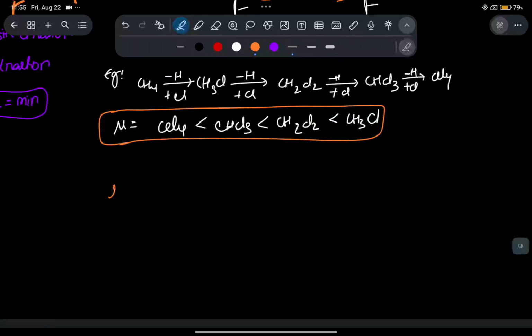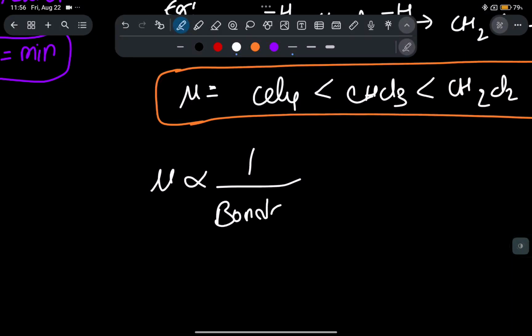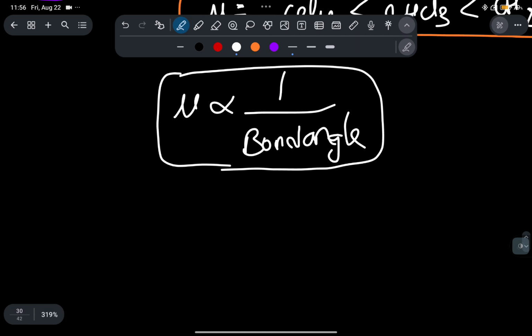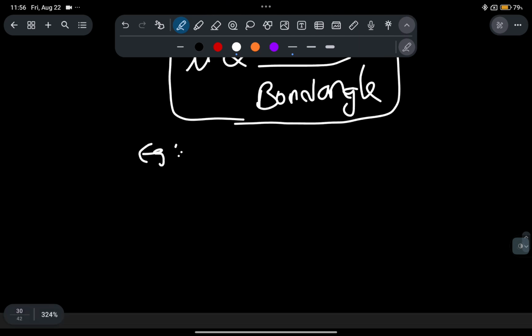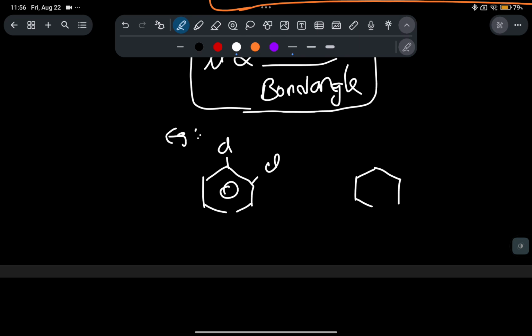So another relation is dipole moment is inversely proportional to bond angle. So this is one relation between the example, if you see here, I'm taking benzene in ortho position and benzene with meta position and benzene with para position.